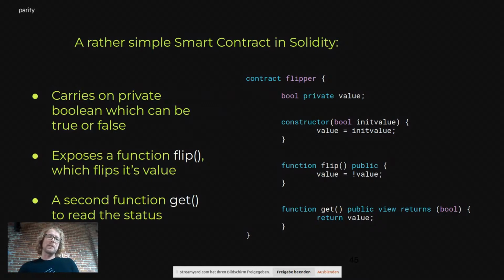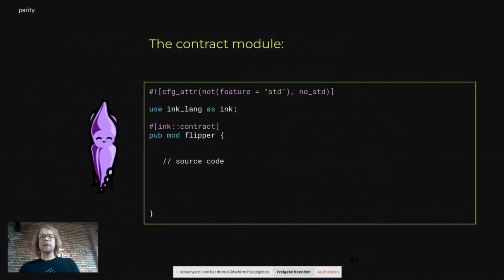And now we want to rebuild this logic with Ink smart contracts. The first thing we have to do here is declare a module. Rust structures its code in modules, and whenever we want to write an Ink smart contract, we need to start with such a module file in which we define a public module with the contract's name, and we need to import the Ink language dependencies. And then here you see the first macro, which is just the instruction for the compiler that this is the beginning of an Ink smart contract.